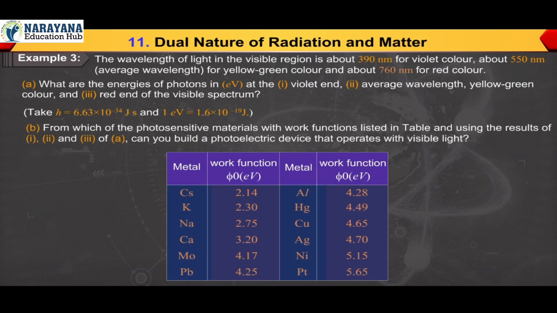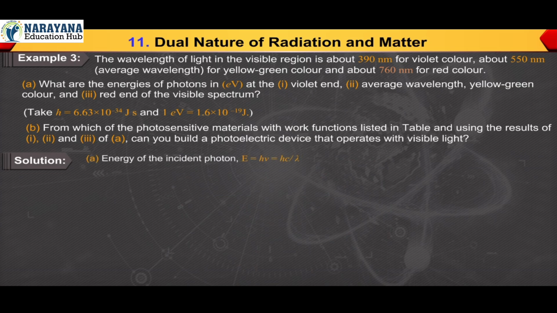B. From which of the photosensitive materials with work functions listed in table and using the results of 1, 2 and 3 of A can you build a photoelectric device that operates with visible light? Solution. A. Energy of the incident photon E is equal to hν is equal to hc upon λ. E is equal to 6.63 into 10 raised to minus 34 joule second into 3 into 10 raised to 8 meter per second upon λ is equal to 1.989 into 10 raised to minus 25 joule meter upon λ.